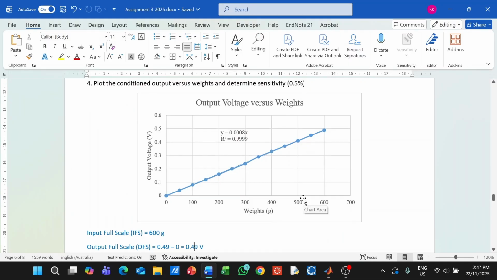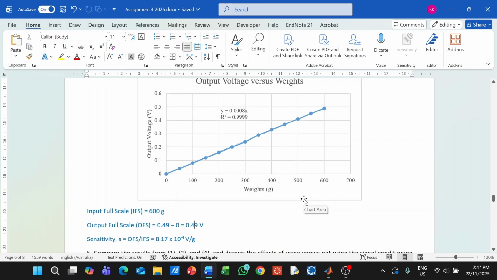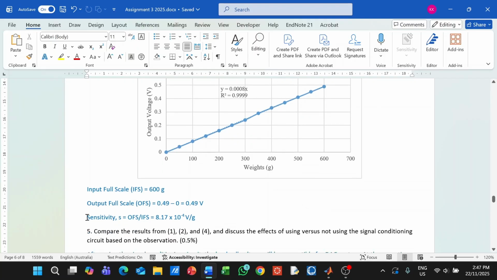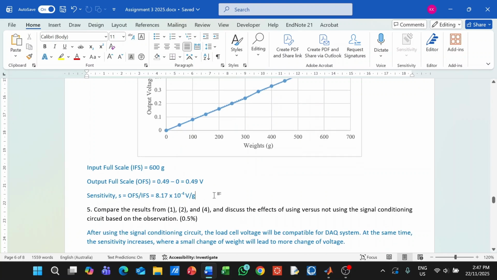After using a signal conditioning circuit, the load cell voltage will now be compatible with the DAQ system, and also we can recalculate the sensitivity, and now it has increased by 10 times. It is 8.17 times 10 to the power of negative 4 volt per gram. This means a small change of the weight will lead to a more obvious change of voltage.